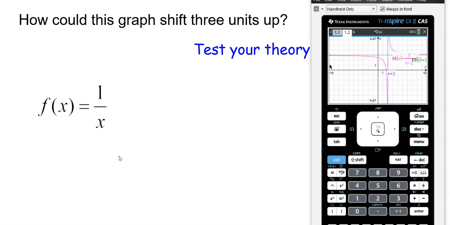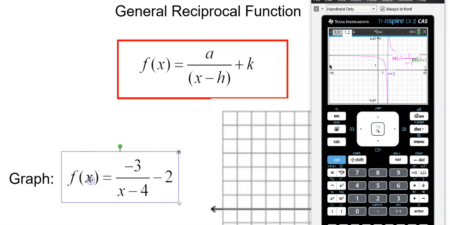So let's look at what the general equation of this graph would be here. So our general equation, I would write it down there, is f of x equals a over x minus h plus k. So a could stretch or shrink the value, depending on what it is. H is going to move it right or left. K is going to move it up or down.